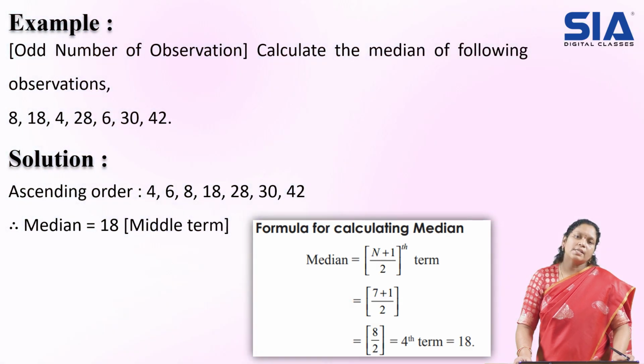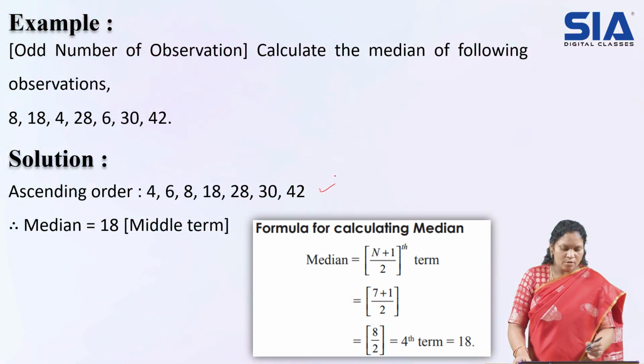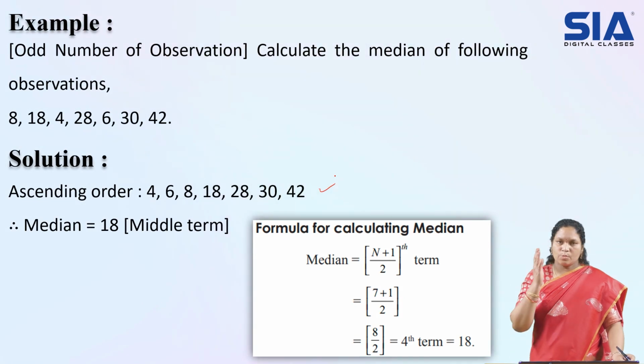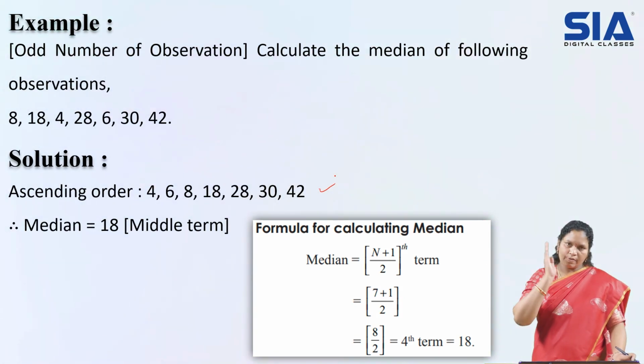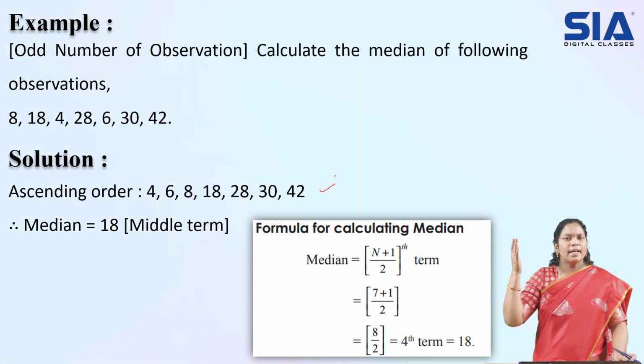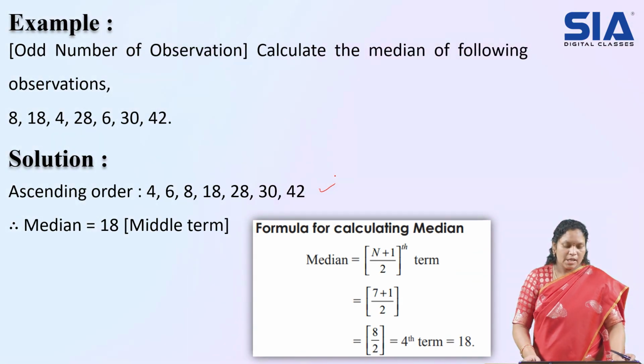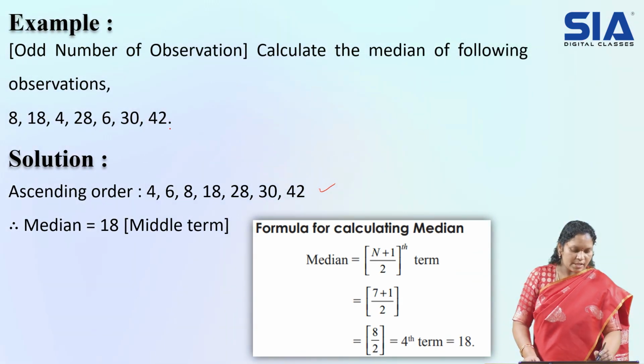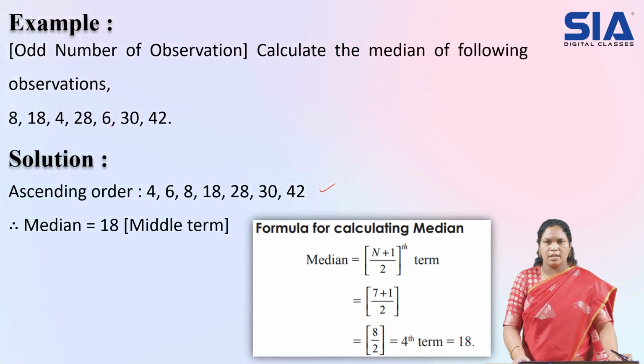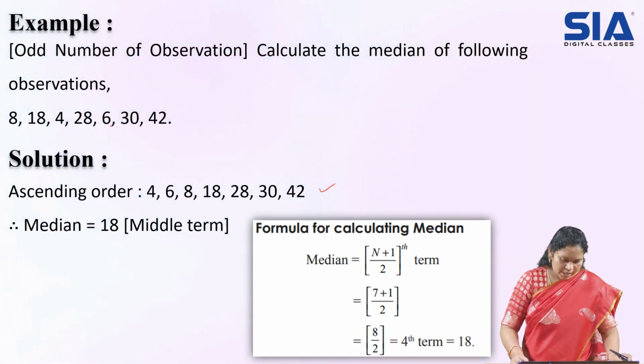Arrange them in ascending or descending order. Here I have arranged in ascending order. We know ascending order is nothing but smaller value to bigger value: the least value comes first, then the next highest, and so on up to the last value. The least value in this data is 4, so I wrote 4 here. Then comes 6, the next least. Like that you go on arranging. That becomes the ascending order.